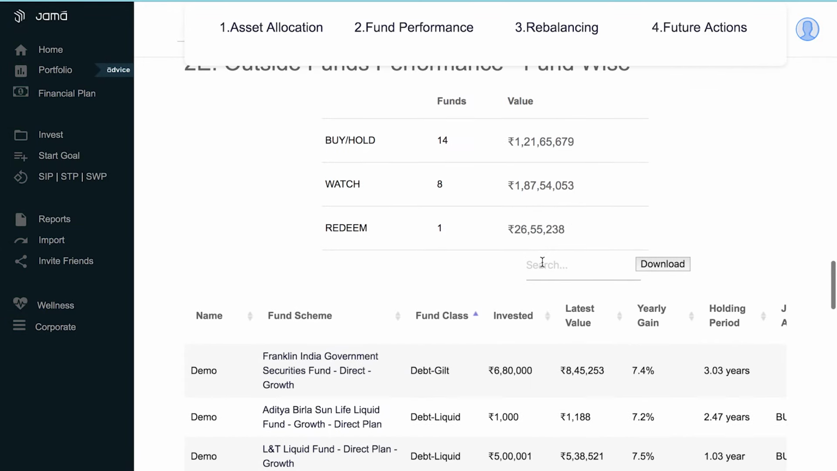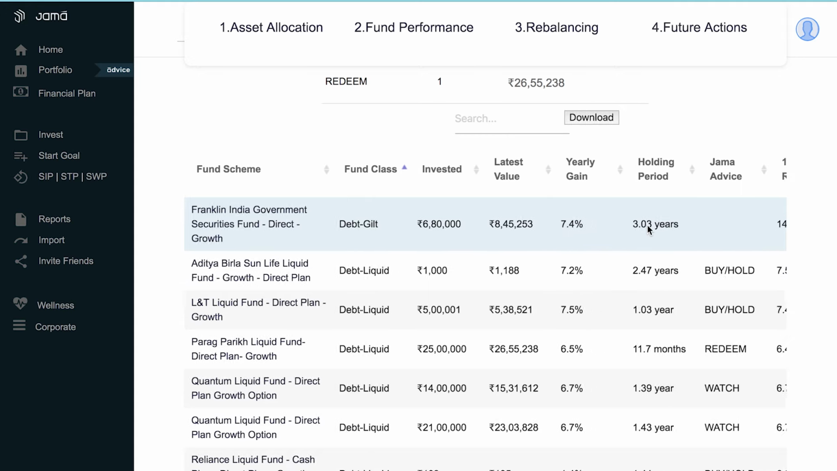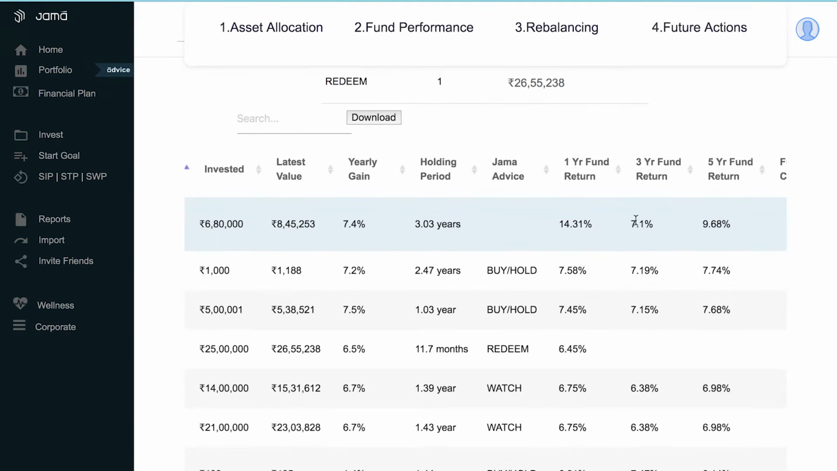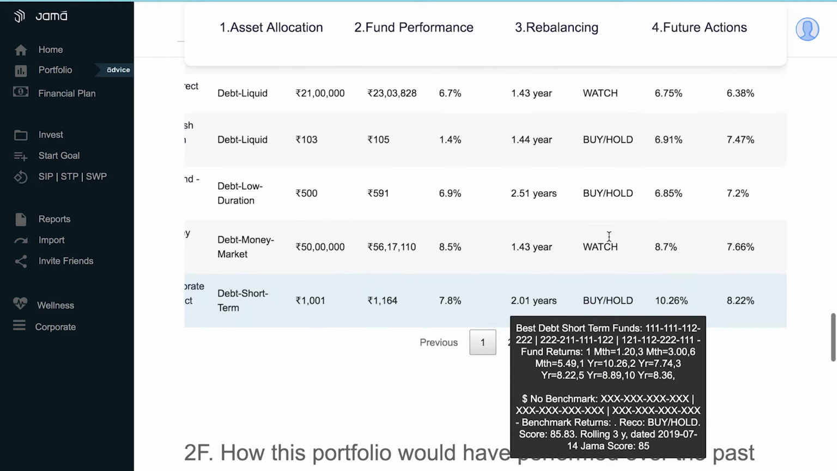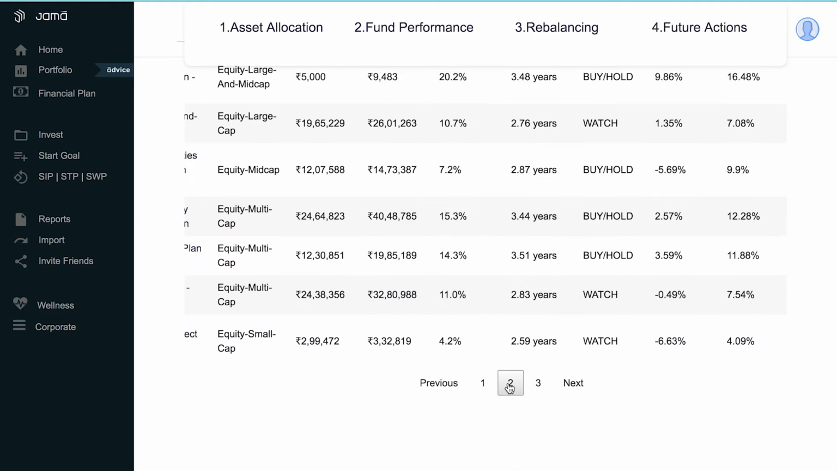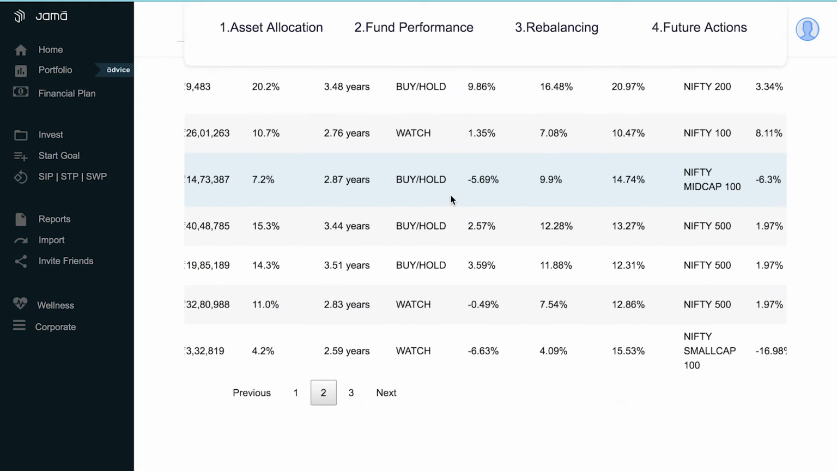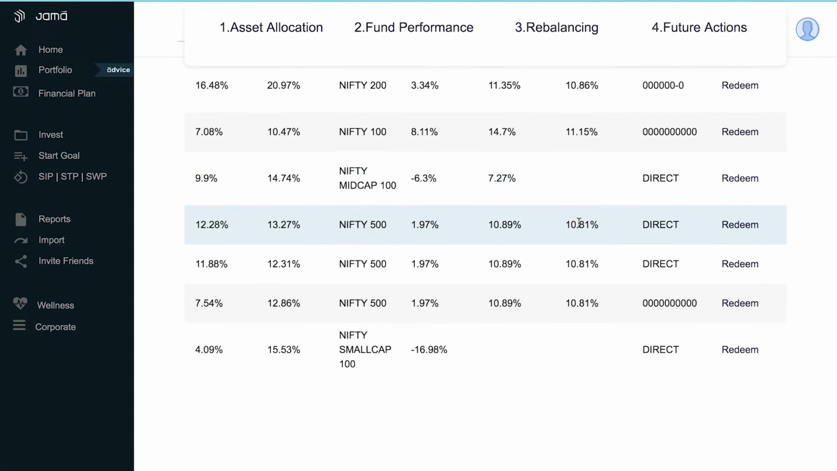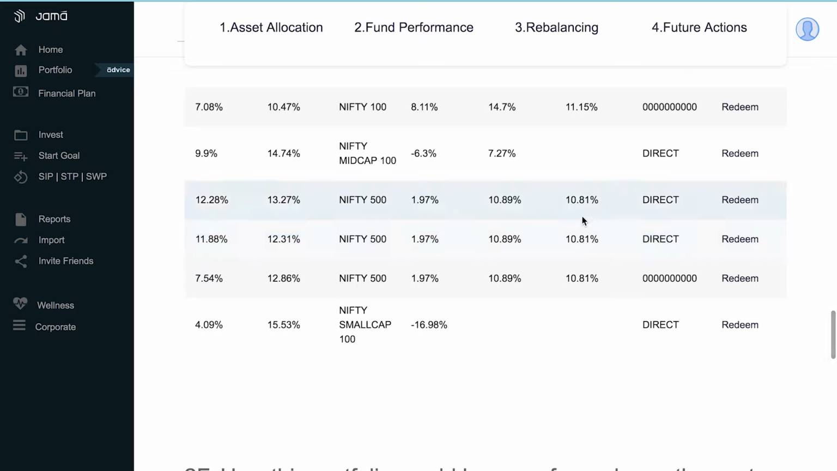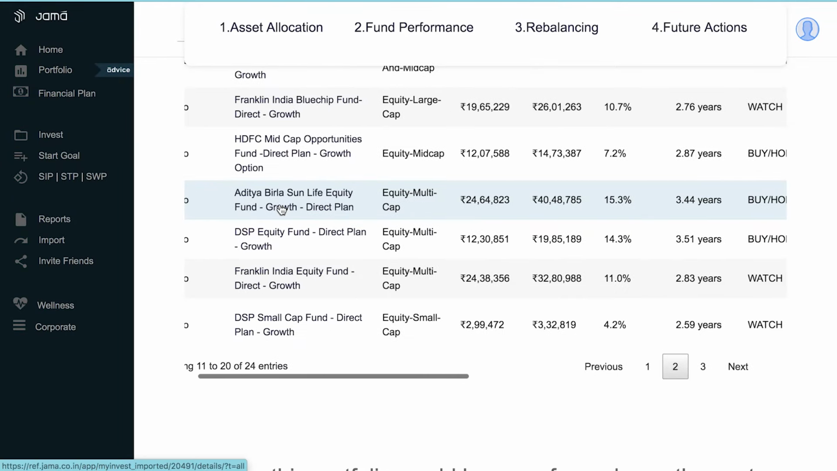Similarly, the outside funds are also available for detailed study. One can see the latest value, the yearly gain, holding period, compare it with the benchmark. So this gives a pretty comprehensive detail. So here if you see equity mid cap, this benchmark has given 10.81% over 5 years, whereas this fund has given 13.27, which means it's doing well and it's a good fund to hold on to.